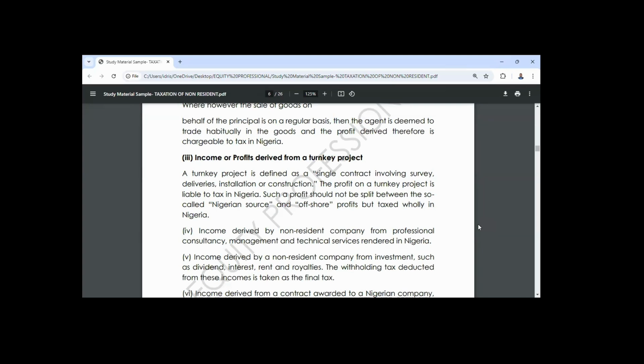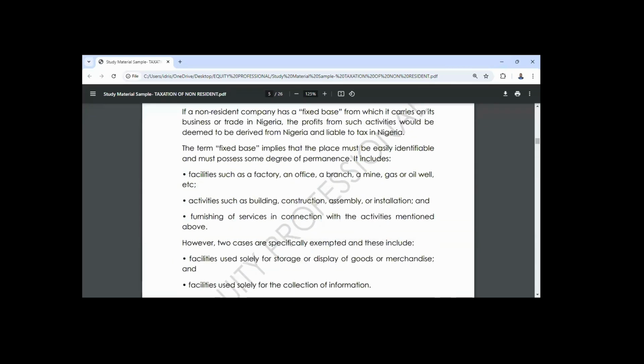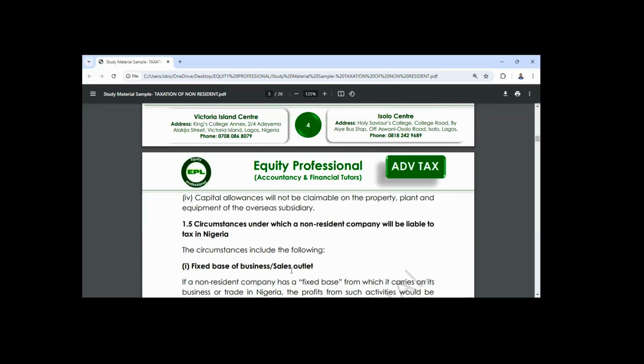But in the case of turnkey projects, they don't have an office. They just come to Nigeria to sell goods or deliver goods or install software or do construction. They don't have an office in Nigeria. In such a case, if they want to tax them based on a turnkey project, they will only pay withholding tax. They are not expected to file a tax return. They will only pay withholding tax, and that withholding tax that they paid on that income is one-off, it is the final tax. Unlike the first one that we mentioned, when they have a fixed base in Nigeria, they have an office in Nigeria, they have a branch in Nigeria.